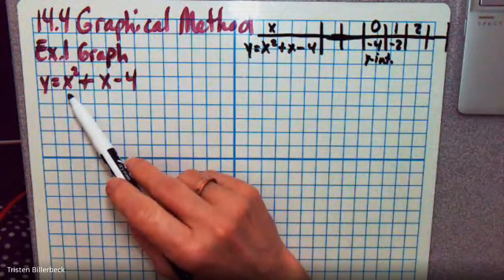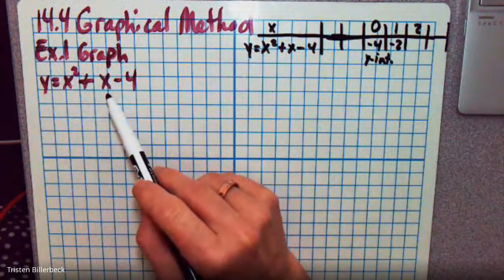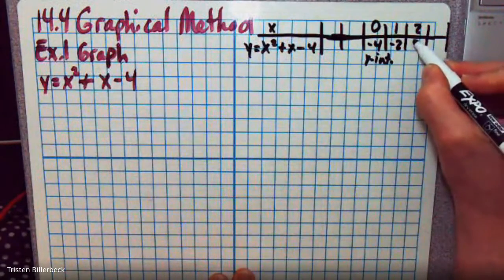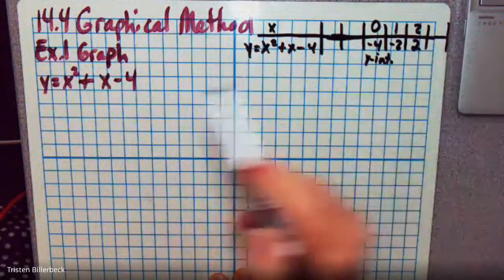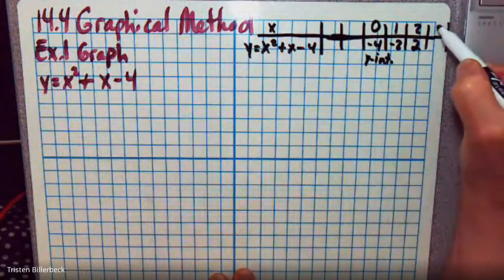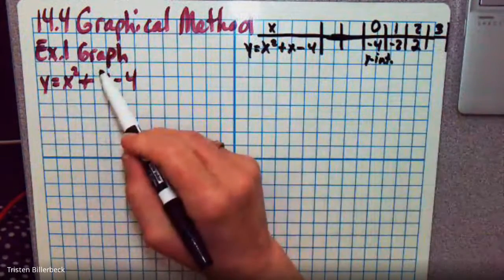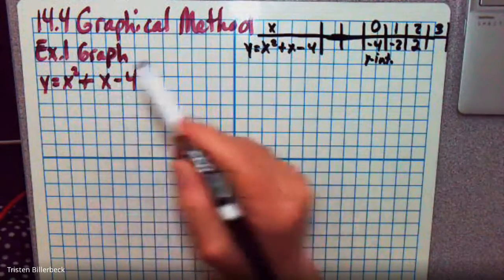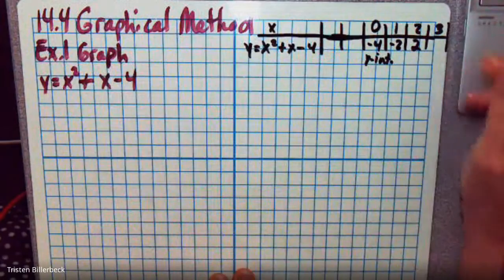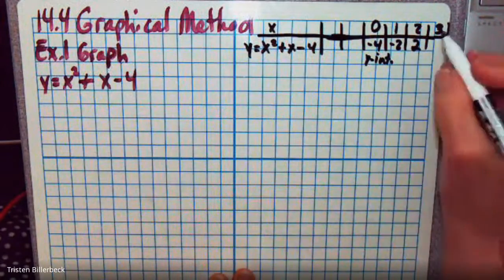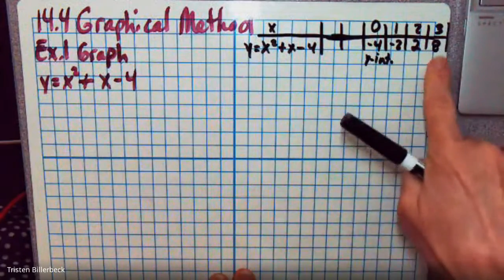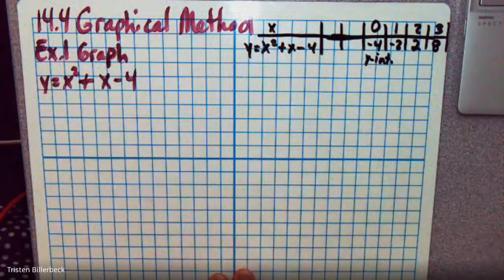Let's try 2. 2 squared is 4 plus 2 is 6 minus 4 is positive 2. And then 3, I have 3 squared is 9 plus 3 is 12 minus 4 is 8. So that's pretty high. So, well, we could probably still put it there. I usually don't go so high, but we'll do that. So I haven't seen any repeats yet.